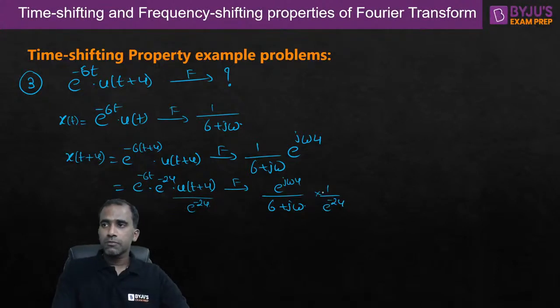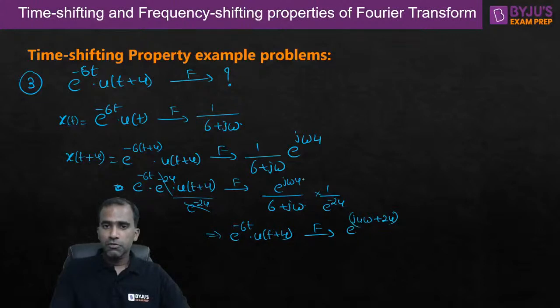Linearity property of the Fourier transform: whatever constant you multiply in the time domain, the same constant should be multiplied in the frequency domain also. Then e power minus 24 gets cancelled here. So finally, e power minus 6t into u of t plus 4 has a Fourier transform of e power j 4 omega plus 24. See this one? E power minus 24 to the numerator becomes e power plus 24 divided by 6 plus j omega.